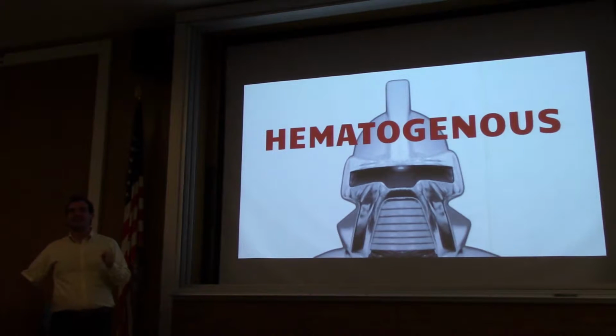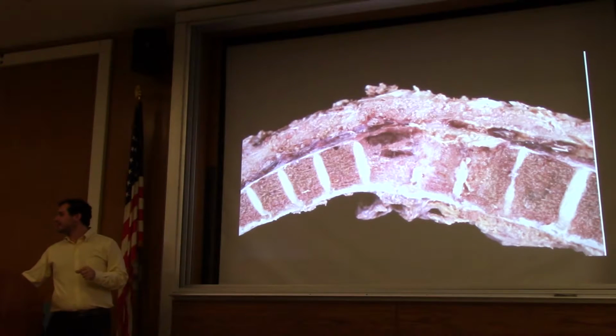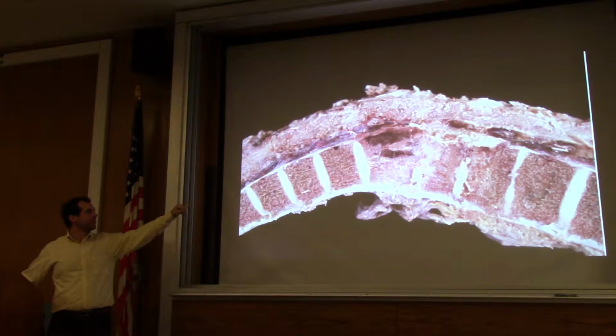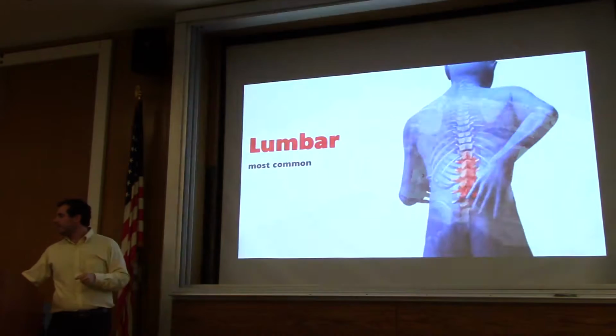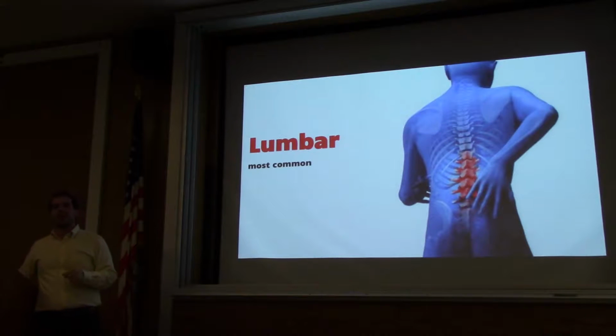So, hematogenously spread osteomyelitis means that the bacteria is coming from somewhere inside the body and seeding to the bone. Like other kinds of osteo, it can infect any kind of bone, but the most common is the spine. This is a cross-section of a spine that had an osteomyelitis abscess. You can see that it's mostly affecting the vertebral body, but also invades the disc space on the side there. The lumbar spine is the most common place to have osteomyelitis of the spine.